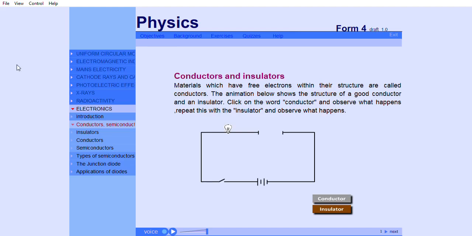Conductors and insulators. Materials which have free electrons within their structure are called conductors. The animation below shows the structure of a good conductor and an insulator. Click on the word conductor and observe what happens. Repeat these with the insulator and observe what happens.